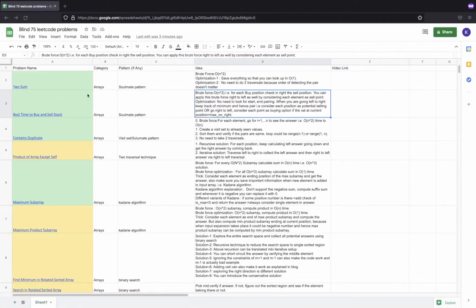So we are tracking this in Blind 75. This is the second problem, and it follows the two-sum pattern. So I have listed down the summary of how we are going to solve this.